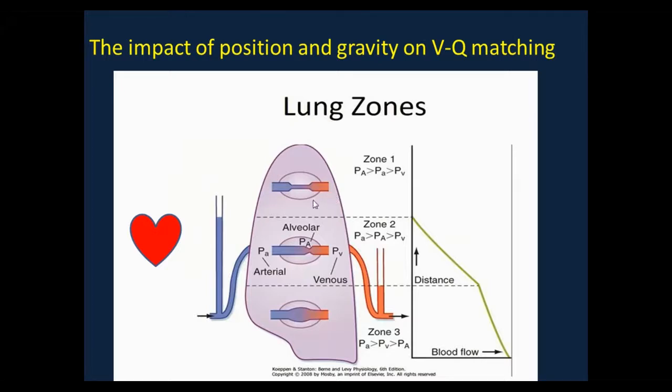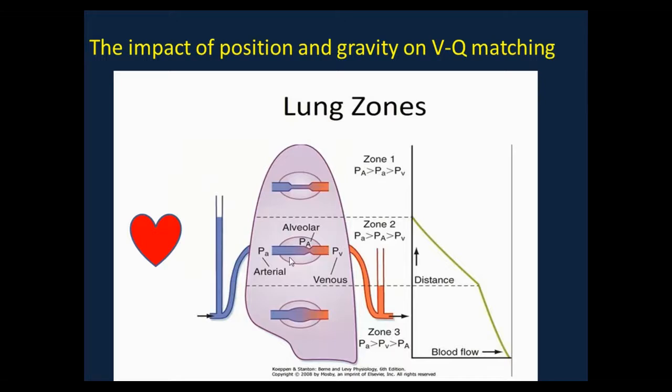So in the top part of the lung you have almost collapsed capillaries, and you have the alveolar pressure slightly higher than the arterial pressure, which is higher than the venous pressure. In this situation the blood passes through the capillaries only during the early part of systole, and then the capillaries collapse without further perfusion.